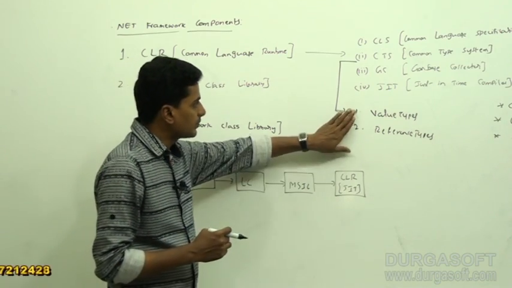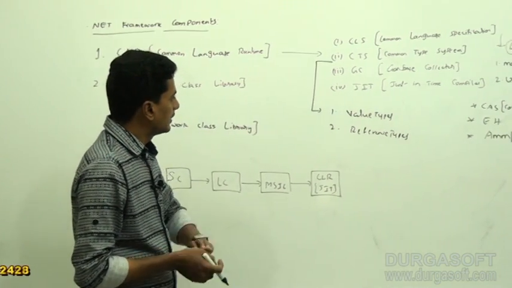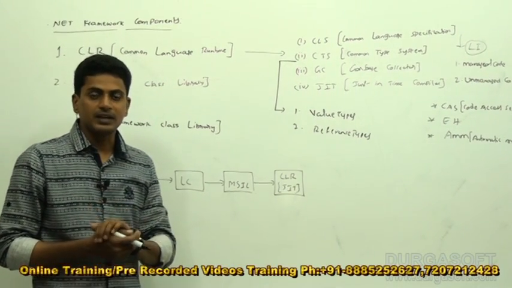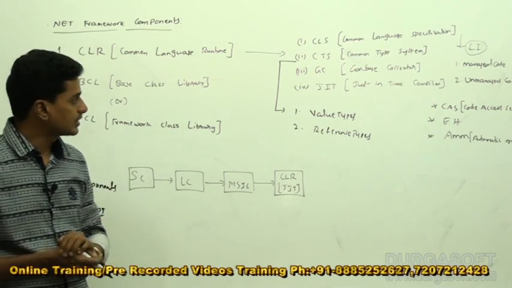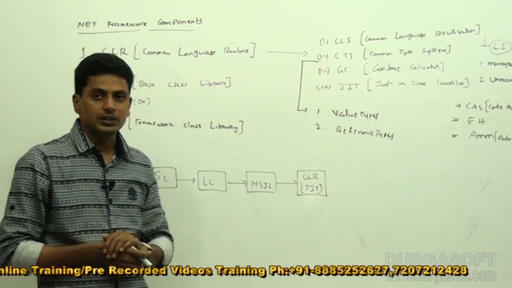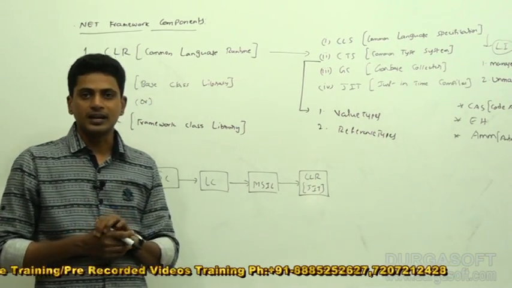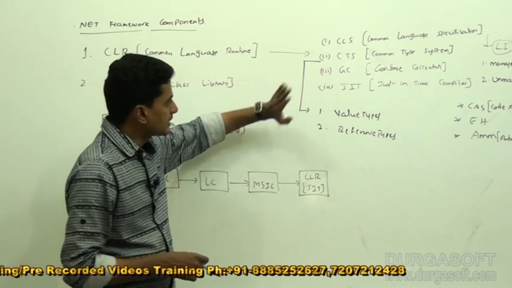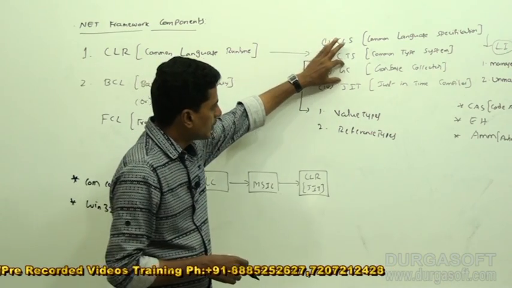So these two come under the common type system. CLS is responsible for understanding the syntactical rules and regulations of all other programming languages, and CTS is responsible for understanding the data type systems of all other programming languages. So this is CLS and CTS. Now we will talk about the garbage collector.